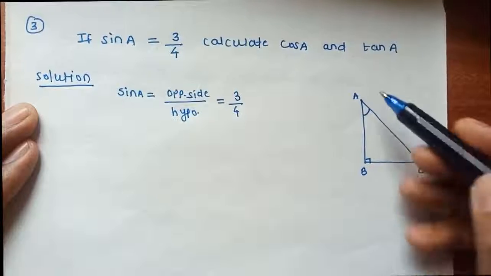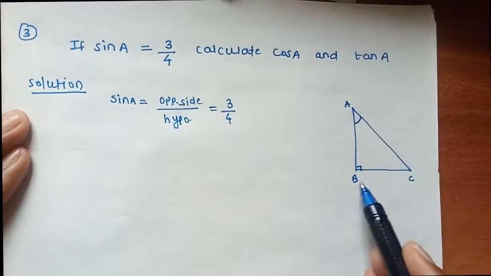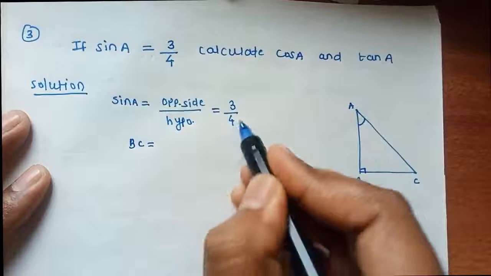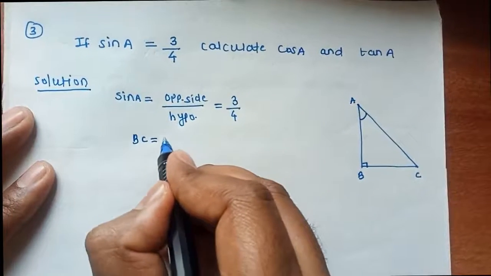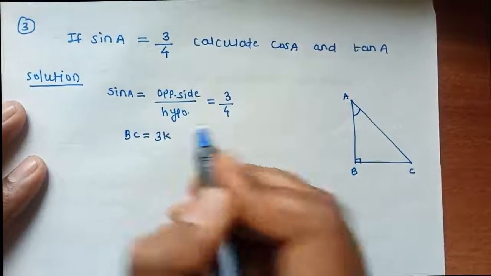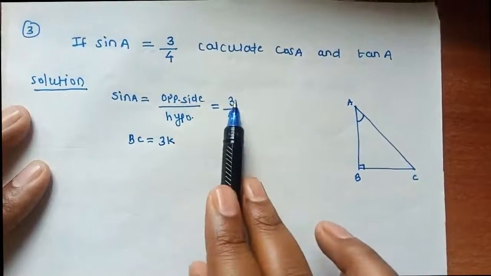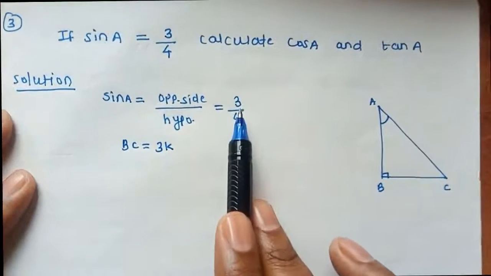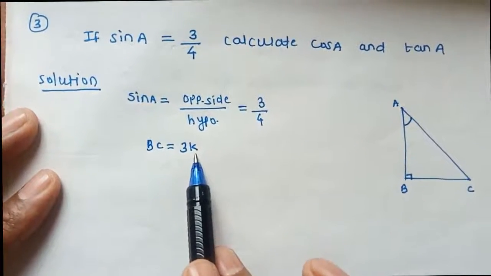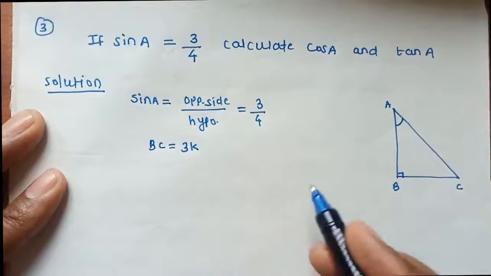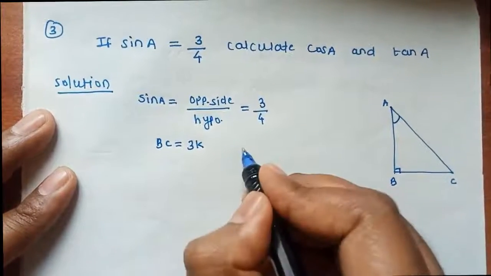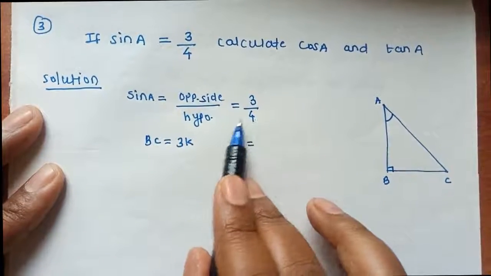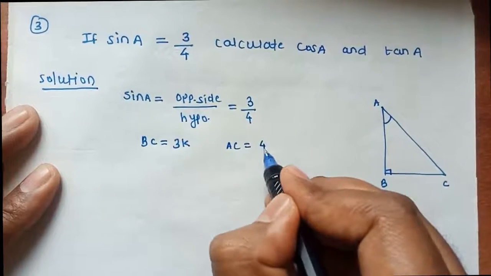Now the opposite side. For A, the opposite side is BC. So I can write BC. We cannot write 3. We will write 3 into some constant number K, because the opposite side value they have not directly given. They have given this value in the ratio. Whenever they are given in terms of ratio, you have to multiply with K. Now the hypotenuse. Hypotenuse here is AC. So AC is equal to, compare the value, it's a 4, so we can write 4.